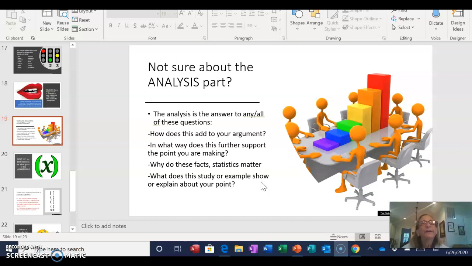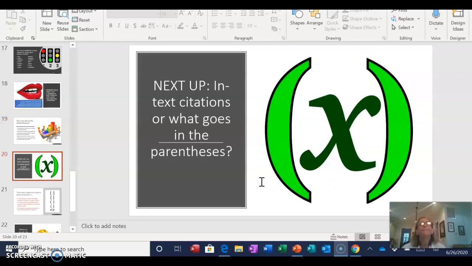How does this particular source and what you want to pull out that this source has said, how does it add to your argument? In what way does this further support a point that you need to make? Why do these facts and statistics matter to your argument? What does this study or example explain about your point? So consider those questions when you're trying to determine what to place in analysis.